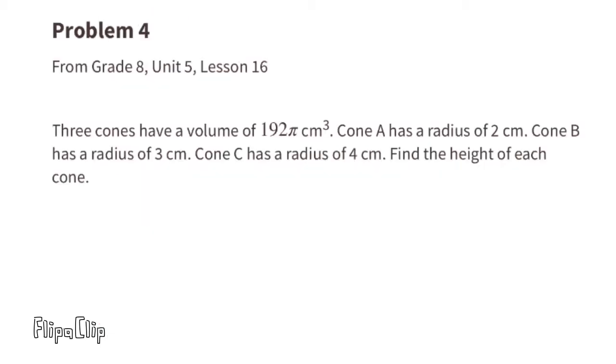Problem number 4 from 8th grade, Unit 5, Lesson 16. 3 cones have a volume of 192 pi centimeters cubed. Cone A has a radius of 2 centimeters. Cone B has a radius of 3 centimeters. Cone C has a radius of 4 centimeters. Find the height of each cone.